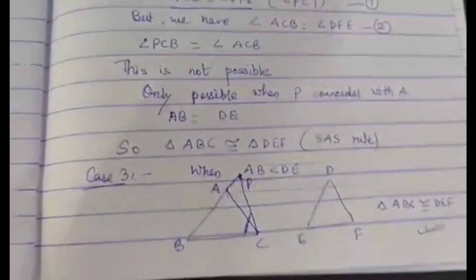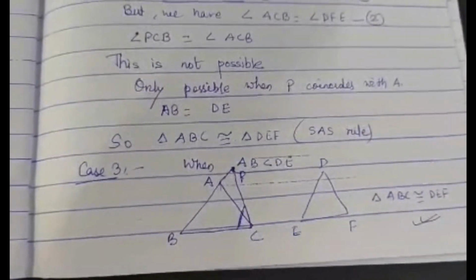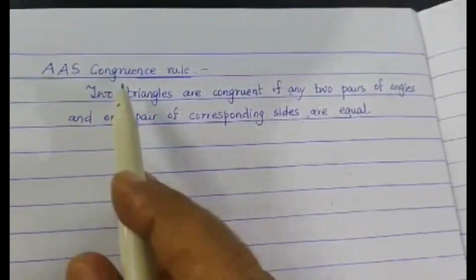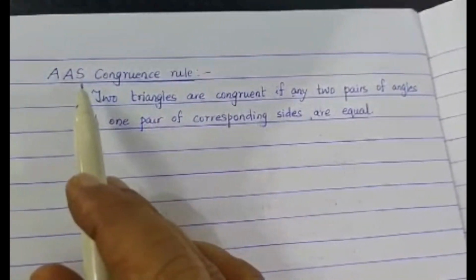This is an important proof of the theorem. You will have to understand it. Alright, now let's understand one more thing. This is the AAS congruence rule, that is angle, angle, side.